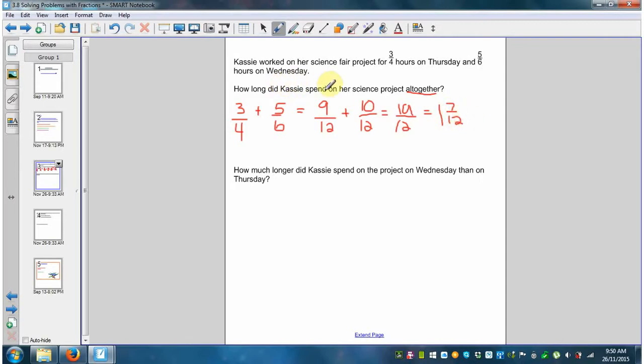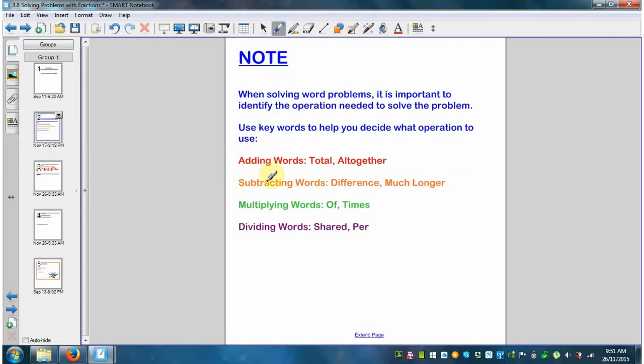So how long did Cassie spend on her science project altogether? She spent 1 hour and 7/12 hours on her science project altogether. I'm going to put an H there to signify hours. Okay, next problem. How much longer did Cassie spend on the project on Wednesday than on Thursday? Okay, so how much longer? That's a keyword that signifies that we're supposed to use subtracting.